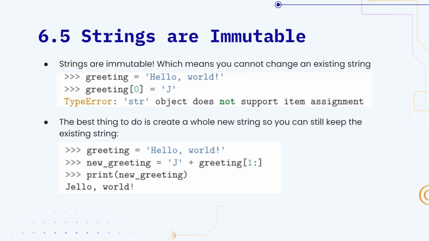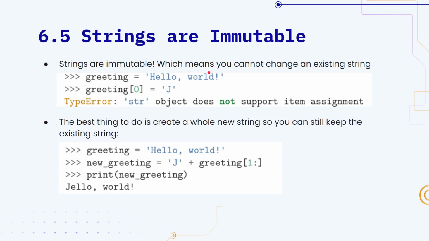Another thing to consider when dealing with strings is that strings are immutable, which means that you cannot change an existing string. So in this example, we have the variable greeting, which contains hello world, and the programmer is trying to set the character at index 0 equal to J. So essentially changing the string to Jello World. But we get an error because we cannot change strings once they have been declared.